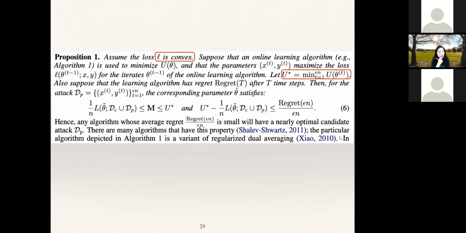What is this condition saying? It's saying that this quantity here, u star, would be an upper bound of m. That's of course very clear to us, and holds even if it is not convex. But also, u star and this term would not deviate a lot. The difference is upper bounded by the regret divided by epsilon.